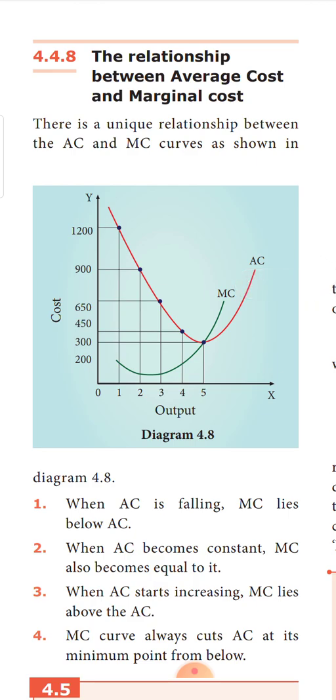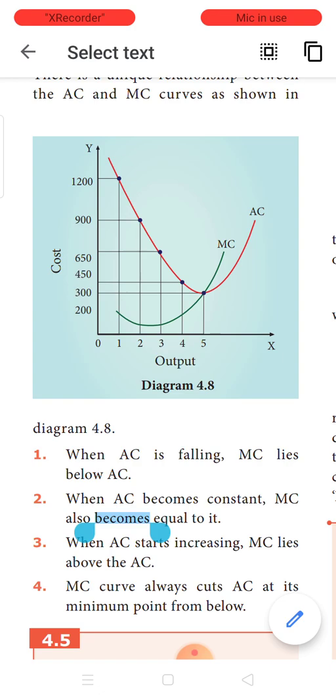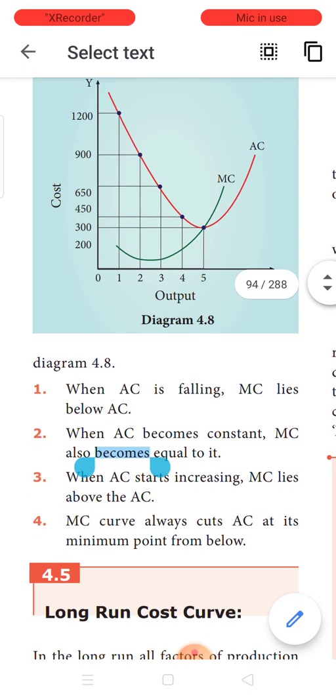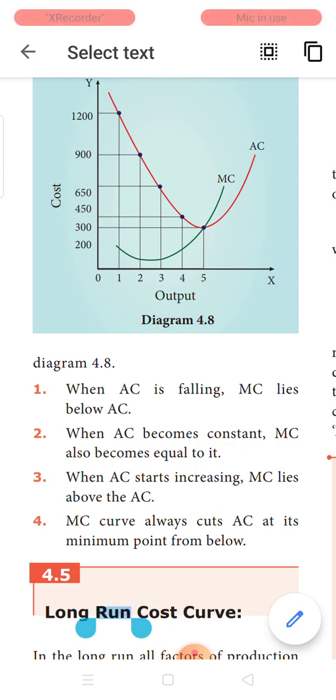Very simple. The curves are given here. With the help of the curves itself, you can understand the relationship. The red color curve is the average cost curve. It is a U-shaped curve. The green color curve is nothing but the MC curve. That is also a U-shaped curve. Now, let us understand parallelly: when AC is falling, it is dropping down, MC is below AC. When AC is falling down, you could find the MC curve lying below the AC curve.